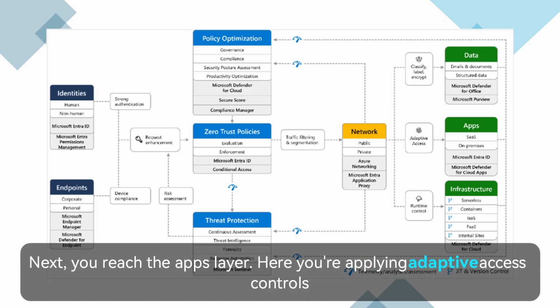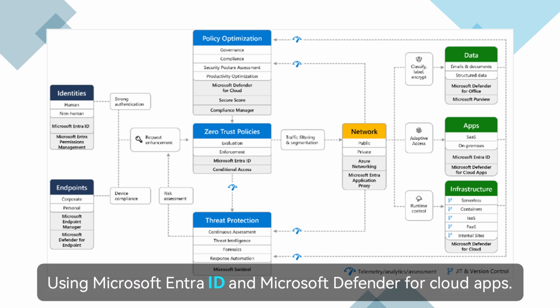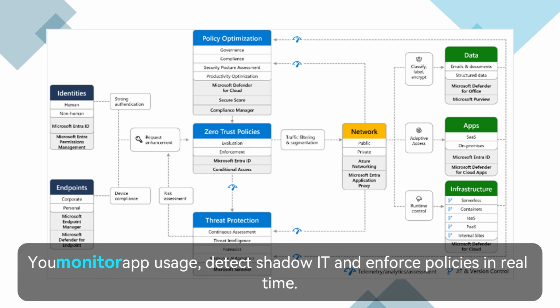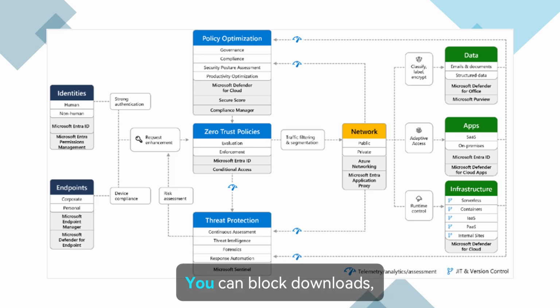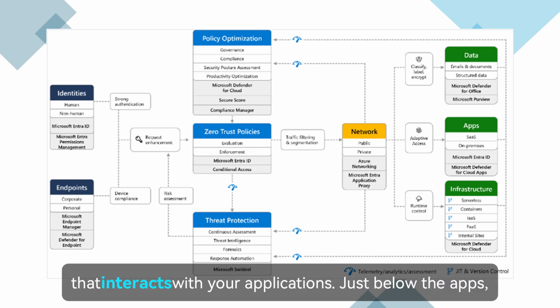Next, you reach the apps layer. Here, you're applying adaptive access controls on SaaS and on-premises apps using Microsoft Entra ID and Microsoft Defender for Cloud Apps. You monitor app usage, detect shadow IT, and enforce policies in real time. You can block downloads, force MFA for high-risk sessions, and monitor everything that interacts with your applications.